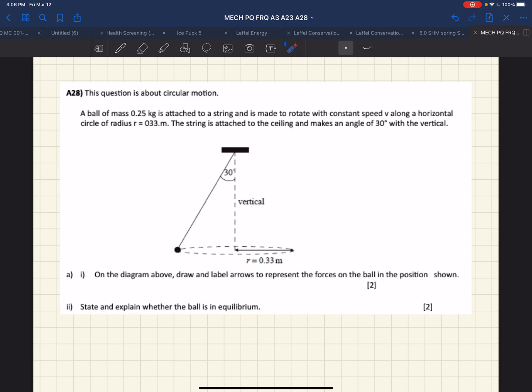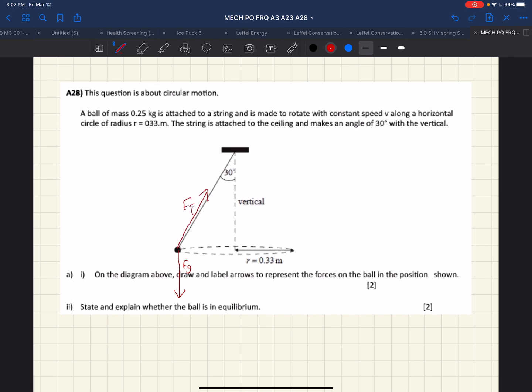In this question, we have a string. Attached to the string is a ball, and that ball is flying in a horizontal circle, like so. And we're asked to draw labels representing the forces of the ball. So we have the weight, always, and we have a force of tension, like this.